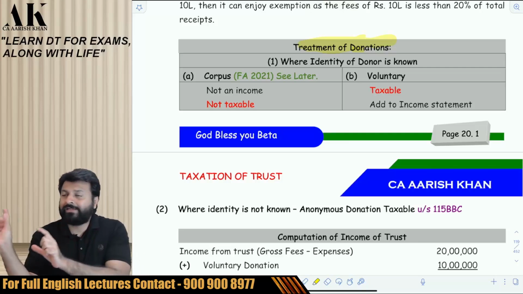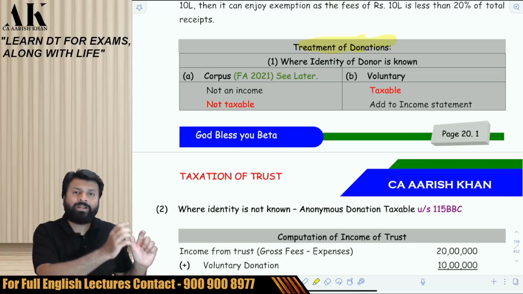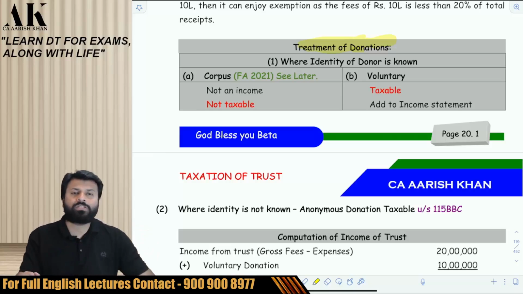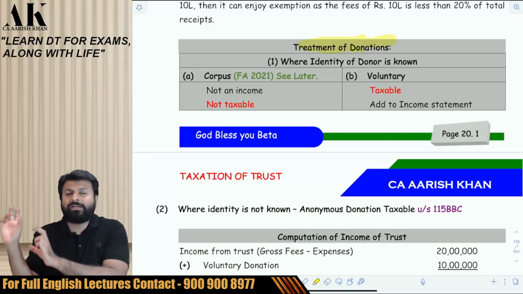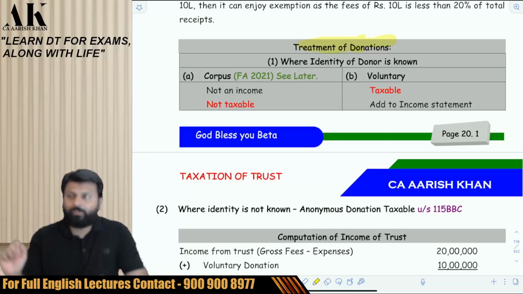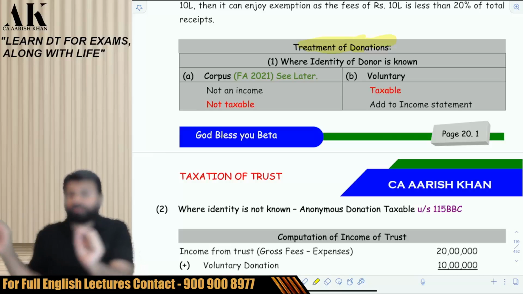One, where the identity of the donor is known. Another, where the identity of the donor is not known, commonly known as anonymous donation. Let us talk about where the identity of the donor is known. Under that category also, there are 2 subcategories.